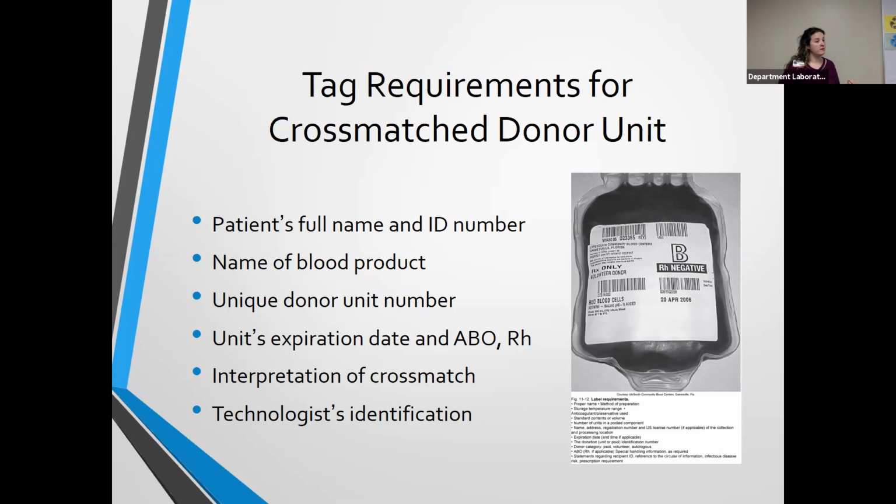When you pull it out of the freezer and thaw it, you have to tell your computer that you have changed this product from frozen to thawed plasma. So it will then have a different product code, and your inventory system will know that. Anytime you change the status of a unit, it has to be programmed into your computer, and that will change the expiration date as well. And then the testing technologist information must be attached to that as well.